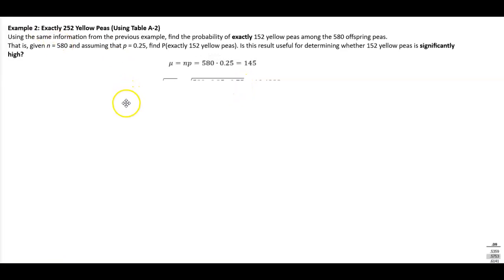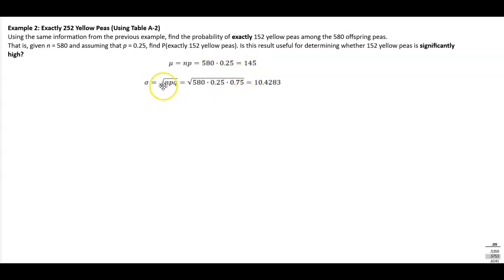So the first thing we want to do, like we did in the previous example, is to find the mean and the standard deviation. Well, the mean is equal to n times p. We know that n is 580. We know that p is 0.25. Multiplying that together gives us a mean of 145.